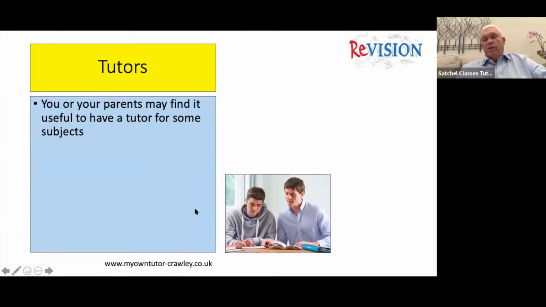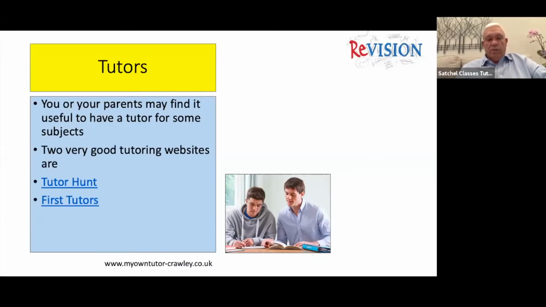Tutors. You may want to get a tutor. If studying is not for you and you're not as disciplined as you would like to be, maybe you might want to get a tutor. There are two very good tutoring websites, Tutor Hunt and First Tutors. They are very good for all sorts of subjects, not just academic ones. There are academic ones, but you can learn all sorts of things from all sorts of tutors who are on these websites as well.